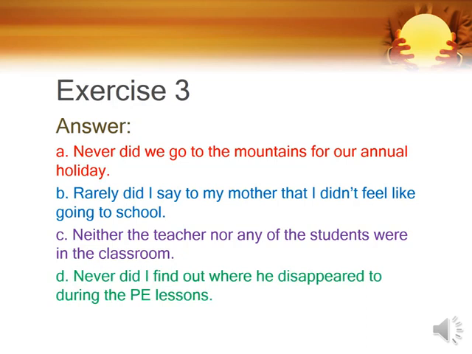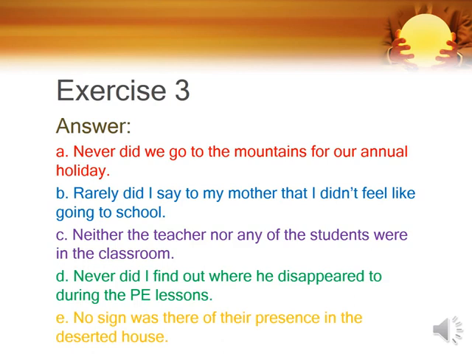Finally, there was no sign of their presence in the deserted house. We can do it in this way, starting it with no. No sign was there. See, you cannot say, no sign there was. It should be, no sign was there of their presence in the deserted house.